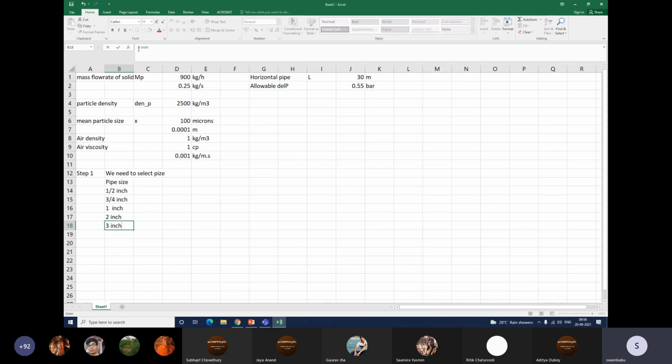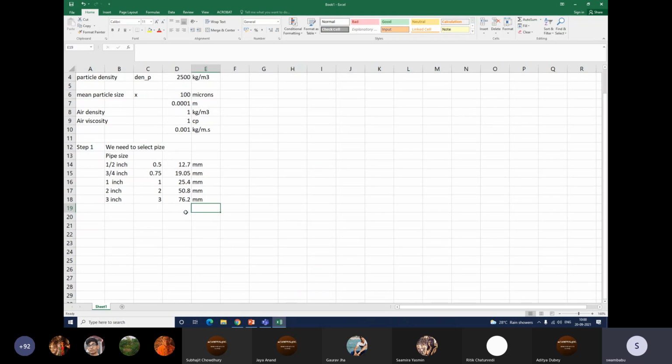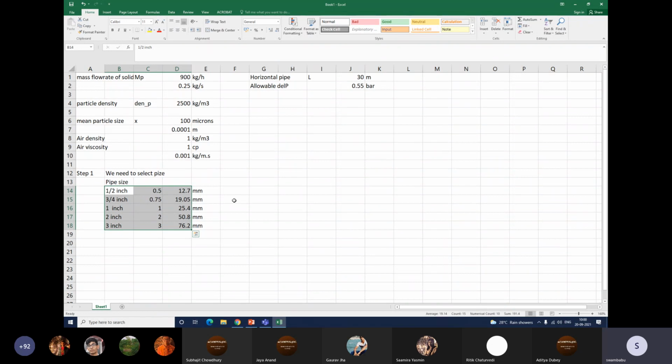We have standard pipe sizes like this: 0.5, 0.75, 1, 2, 3. We know that 1 inch equals 25.4 mm. So this many mm, that is the size of the pipe. Okay. So we have to select one out of these. Of course, we have 4 inch and other pipes also.